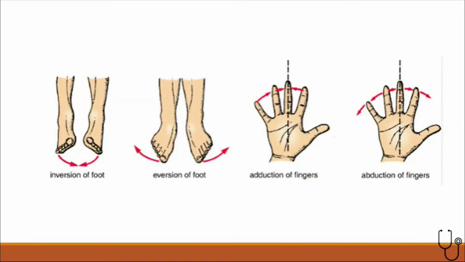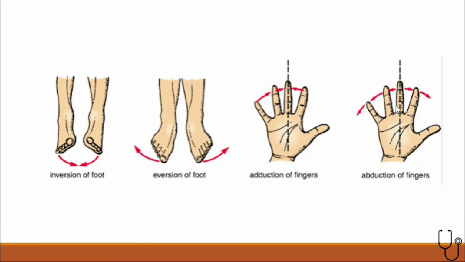You can see in this picture abduction and adduction of the fingers. The adduction of the fingers means drawing together. You can see in those red arrows, the fingers are drawing together. That is the adduction of the fingers. You can see in this picture the spreading of the fingers. That is the abduction of the fingers.